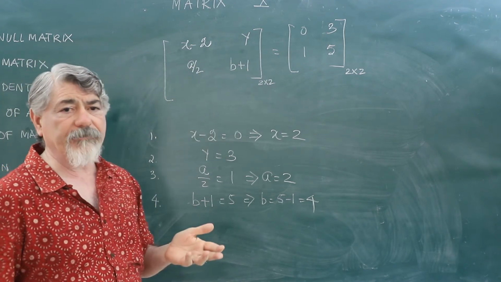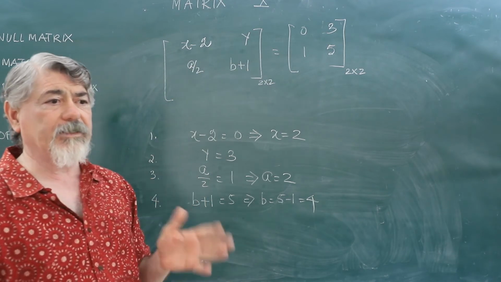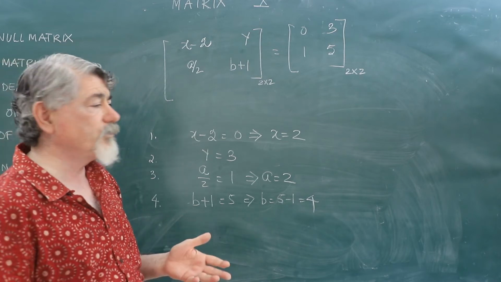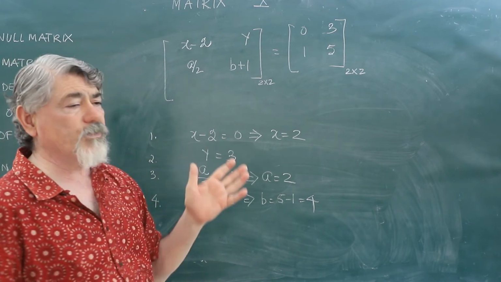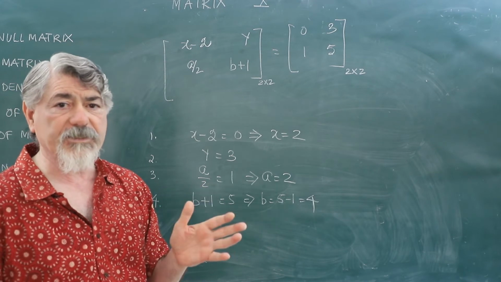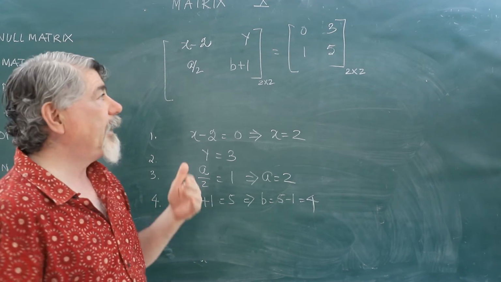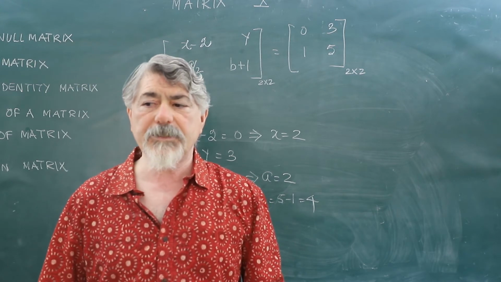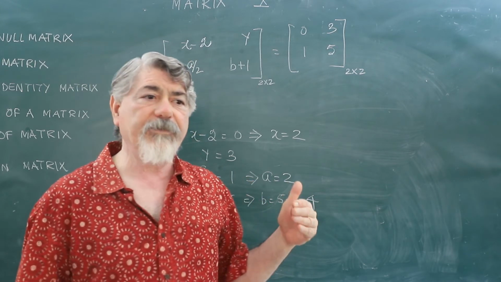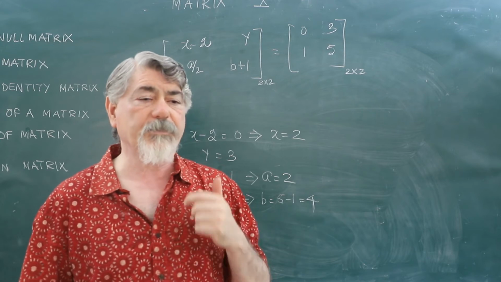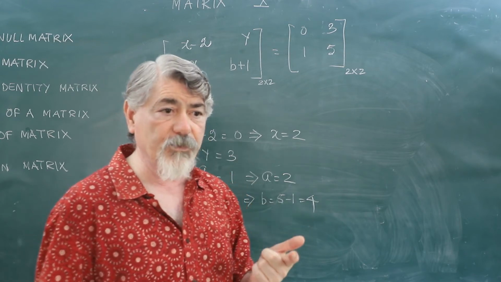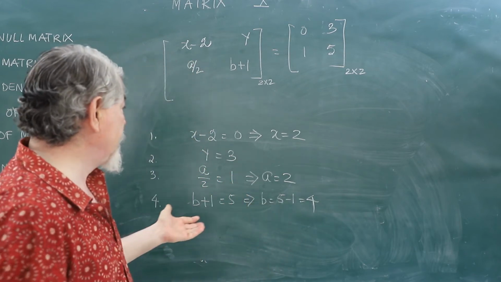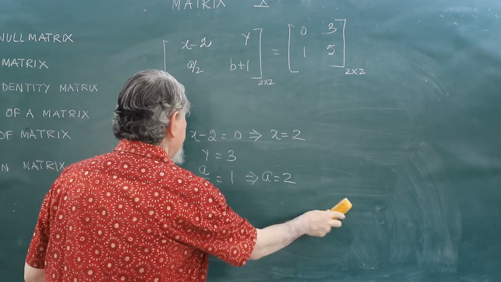So whenever we have to say that two matrices are equal, what are we going to do? We must notice that both the matrices should be of the same order, number one. And then if we find them of the same order, the next step is that we must equate the corresponding elements of both the matrices. This is the equality of matrices.